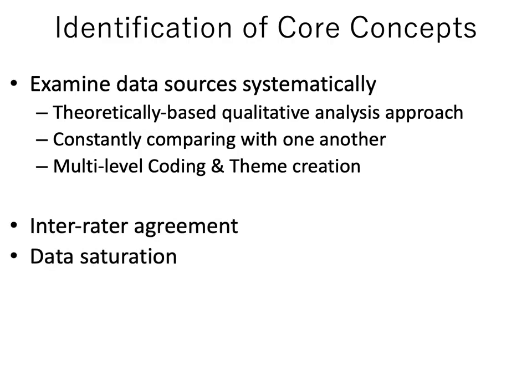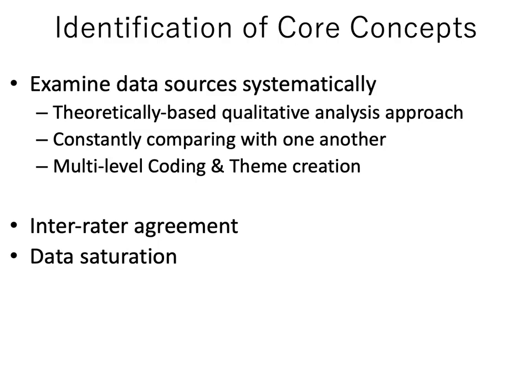Throughout the process, inter-rater agreement should be measured, and that can be done in a variety of ways. Some of the most common are to calculate kappa coefficients of agreement, or to also look at percentage of agreement between different raters.